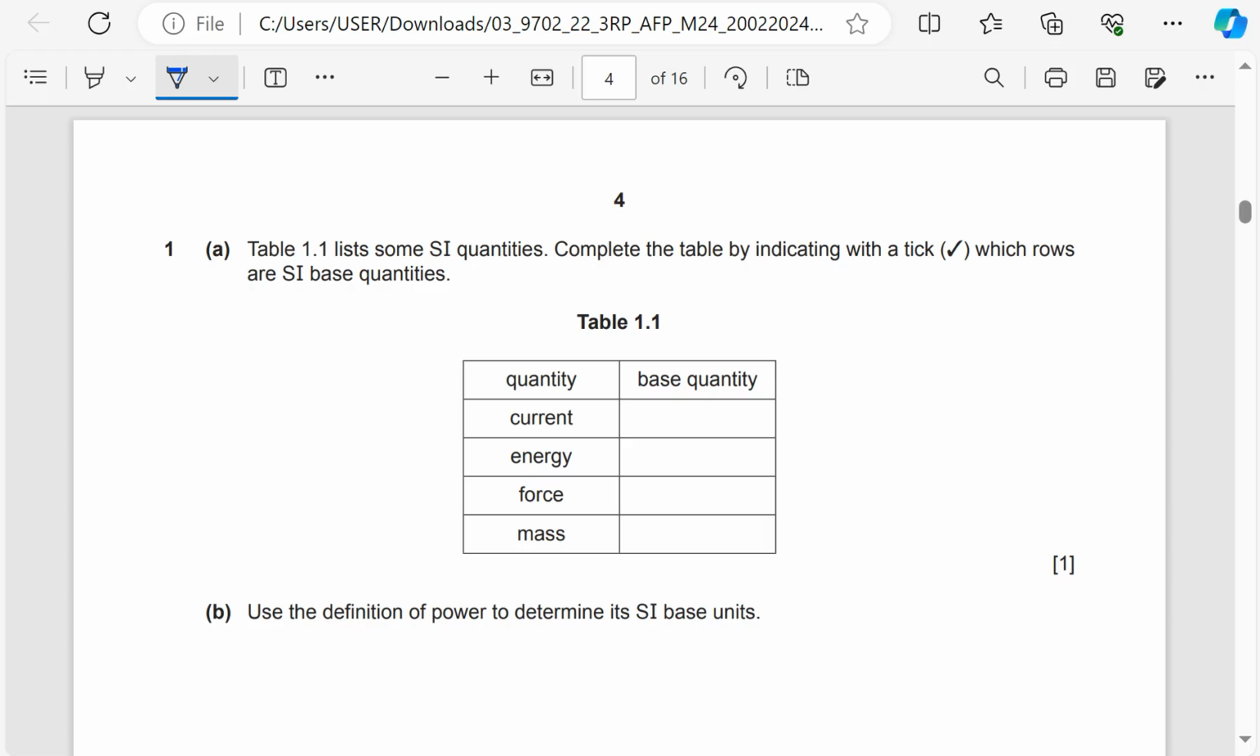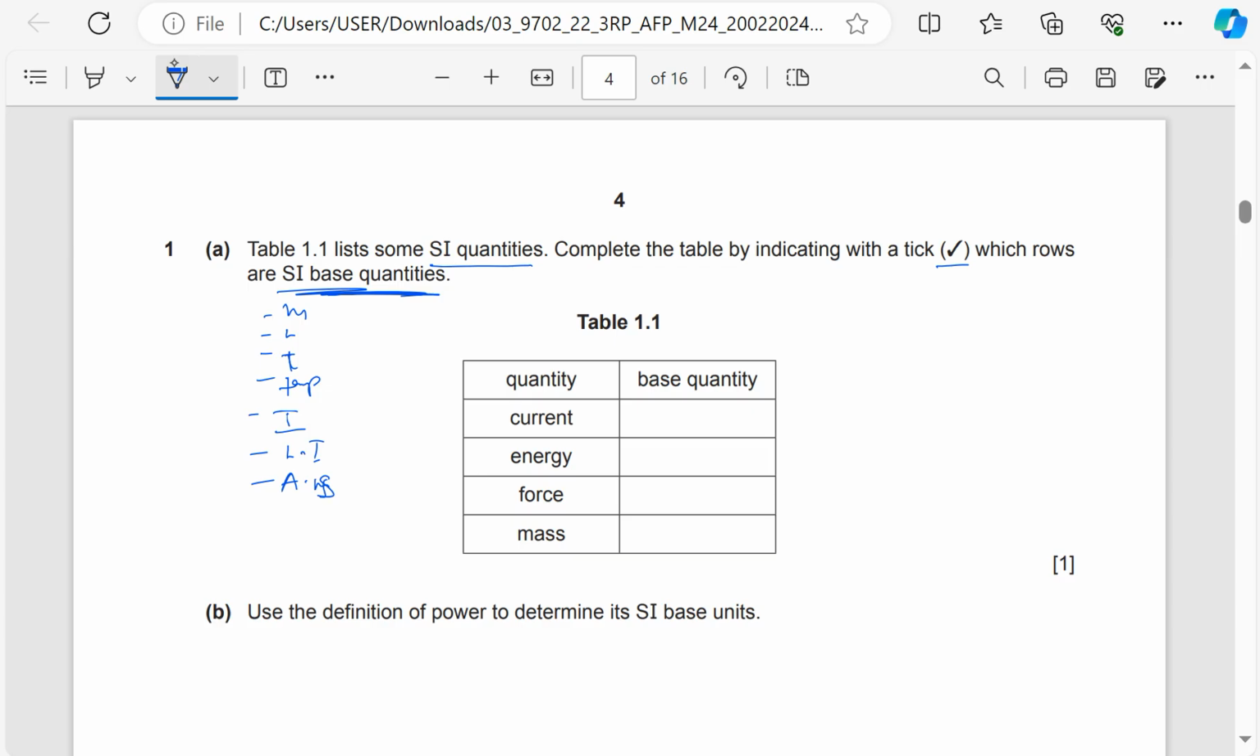The table 1.1 lists some SI-based quantities. Complete the table by indicating with a tick which rows are SI-based quantities. Remember, SI-based quantities are 7. We have mass, length, time, temperature, current, luminous intensity, and amount of substance. Those are the base quantities.